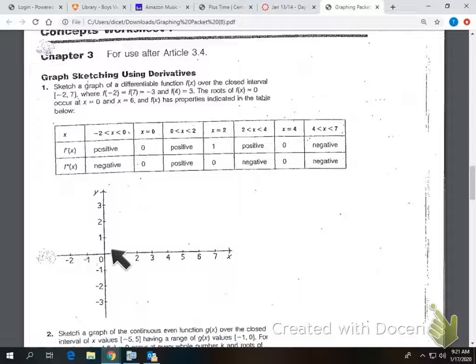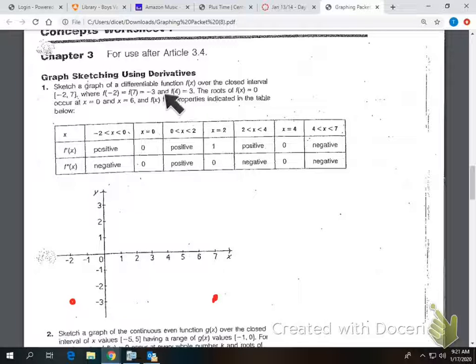So we're going to graph from -2 to 7, where f of -2 equals f of 7, and they're both -3. Let's plot those right now. So f of -2 is equal to -3. So let's plot that point right there. f of 7 is -3. Okay?